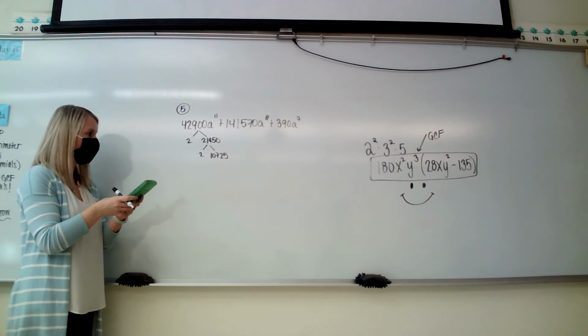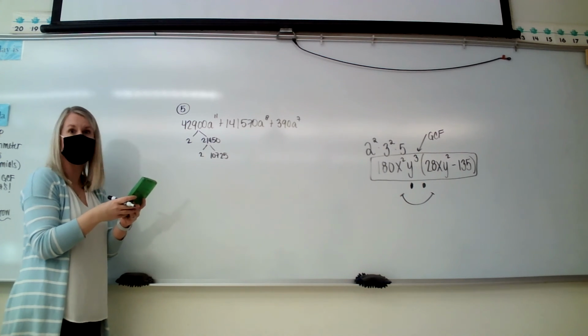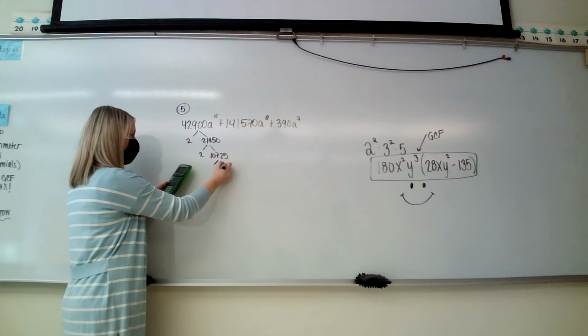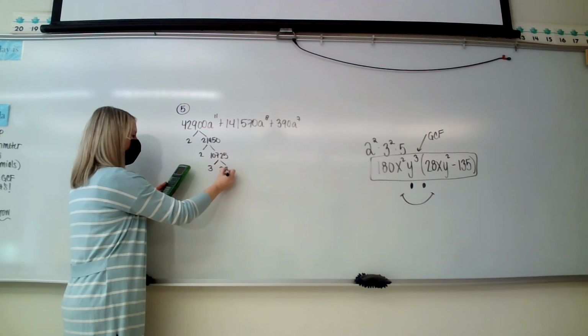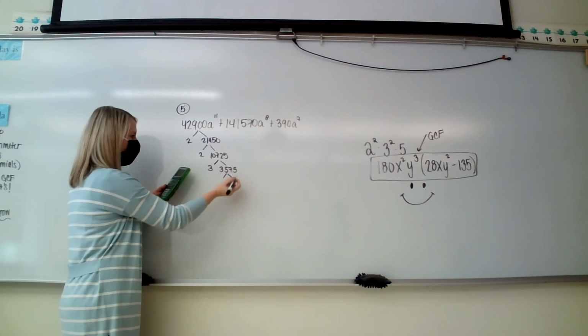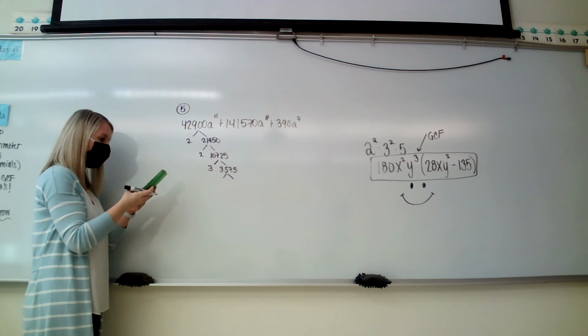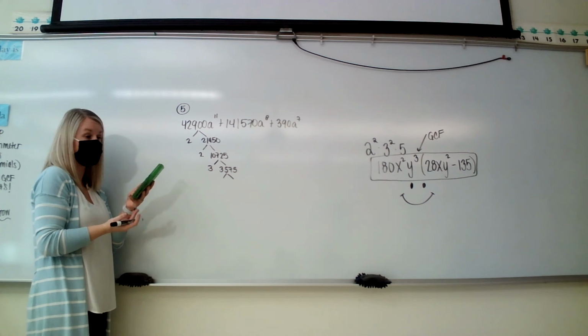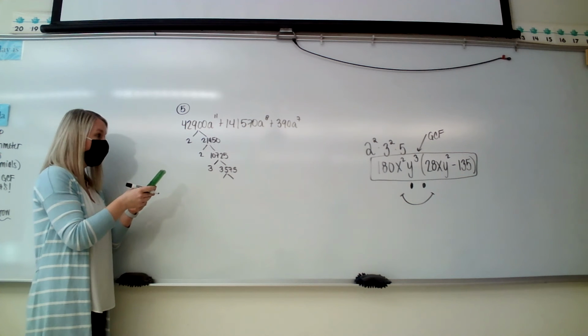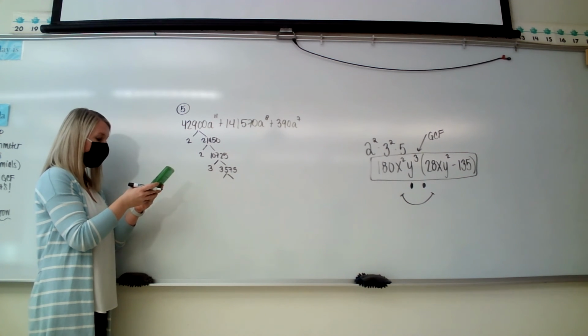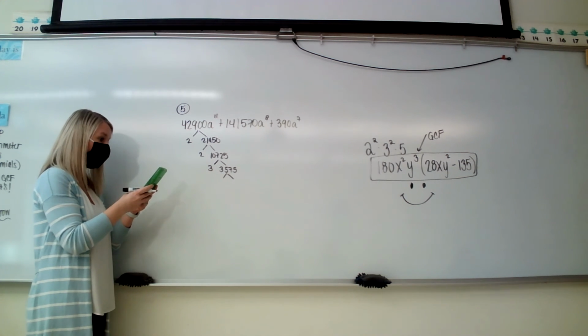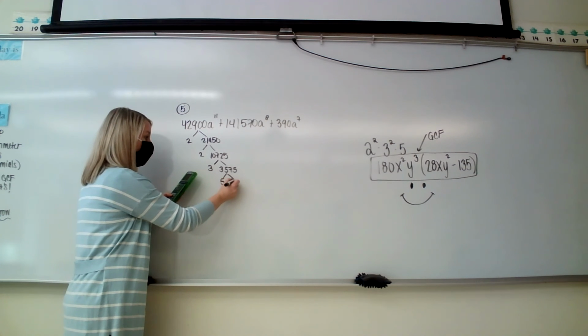So let's check 10,725 and see if it's divisible by 3. I like to do my things in order. So let's do 3 times 3,575. Okay. Let's see if that's divisible by 3. It's not. I put it in and it's a decimal. So 3 is out. So let's check 3,575 and see if it's divisible by 5. 5 times 715, it is.